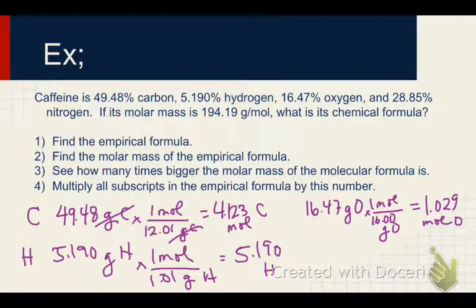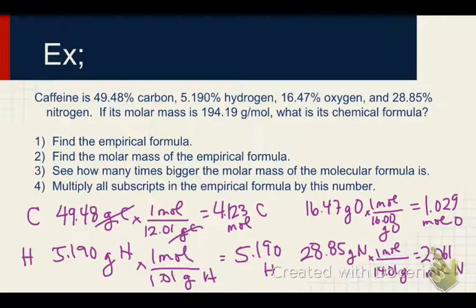And then last but not least, I've got my nitrogen, 28.85 grams of nitrogen. And nitrogen has a molar mass of 14.01 grams per 1 mole. And that comes out to be about 2.061 moles of nitrogen. So now that I know the number of moles of everything, remember I want to find the mole ratio, which means I need to divide all of the moles by the smallest number of moles. And what that's going to do is make this one a 1. So oxygen is going to be a 1.